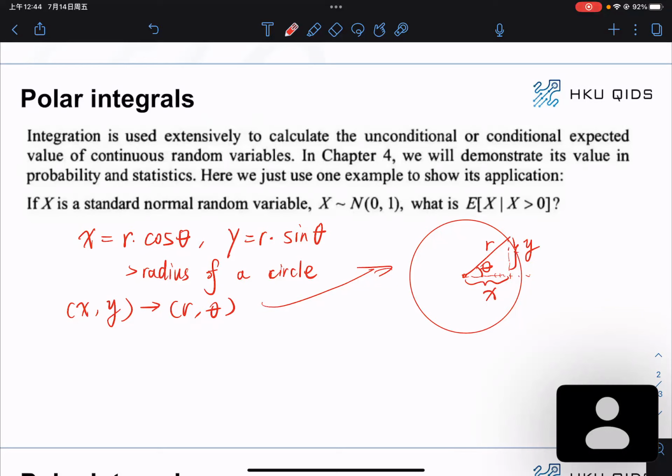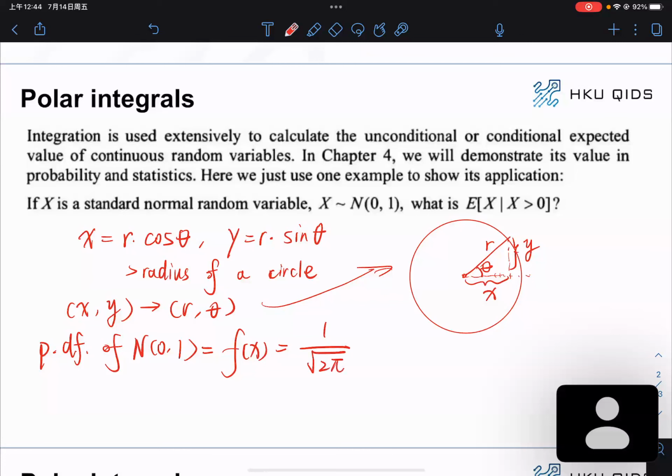Well, let's first write the distribution here. The PDF of N(0,1), f(x), equals what? 1 over square root of 2 pi, multiplied by e to the power of negative x squared divided by 2, right?